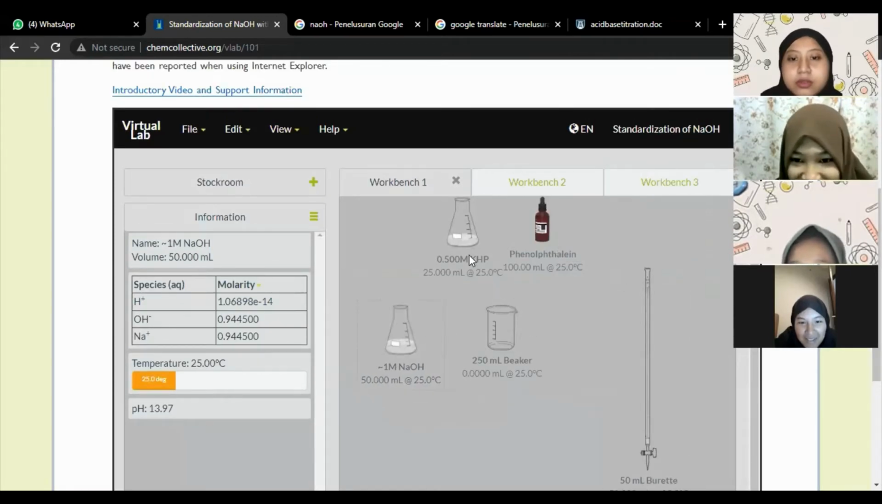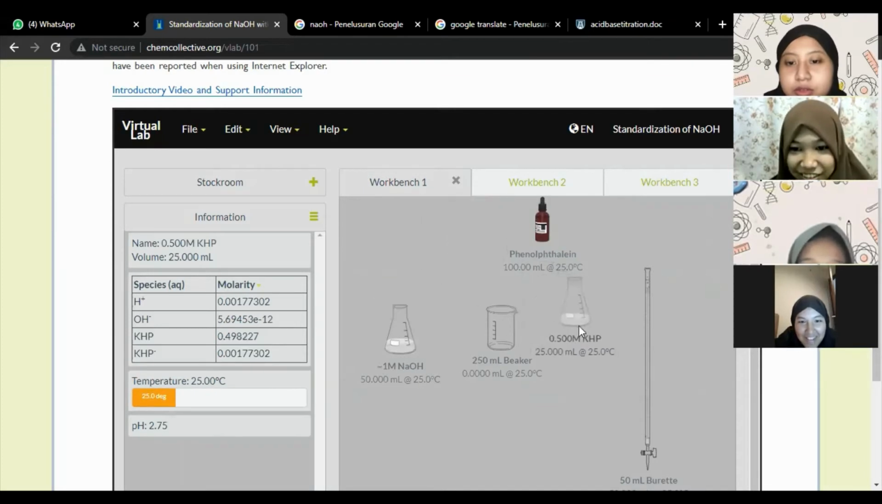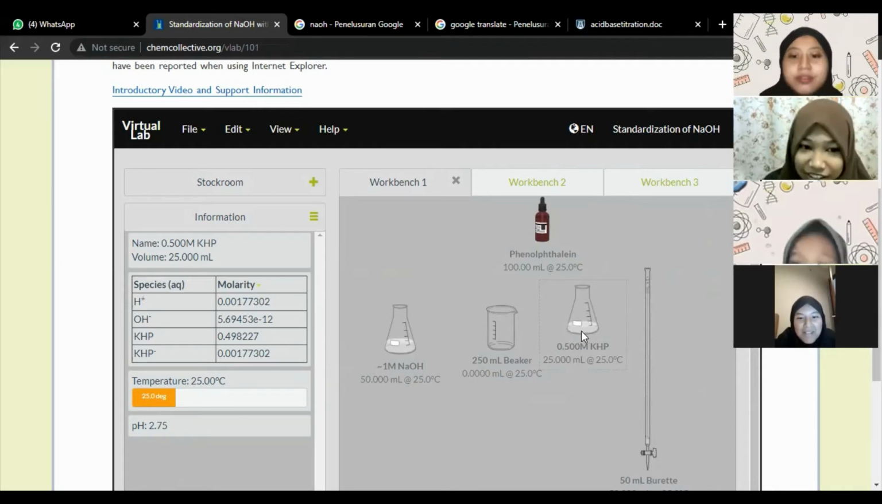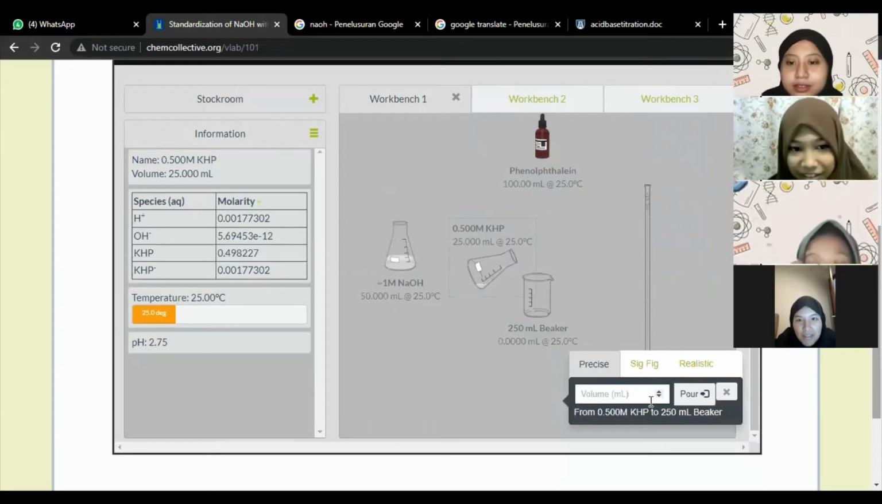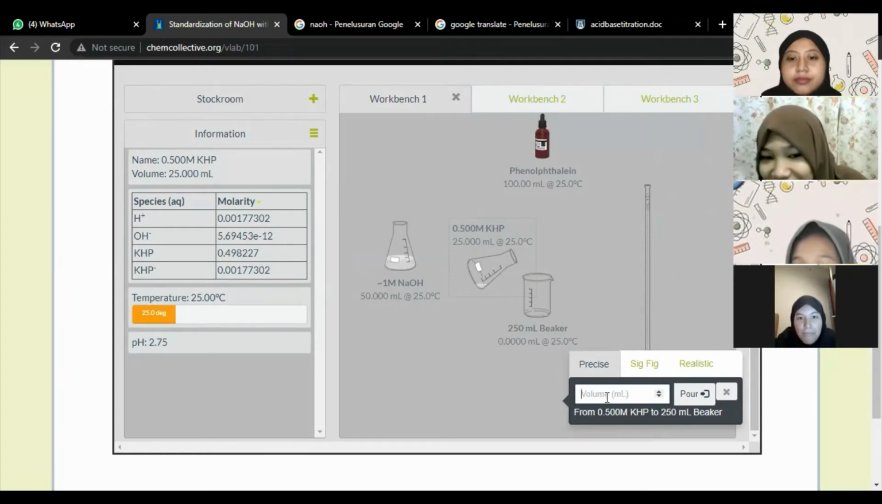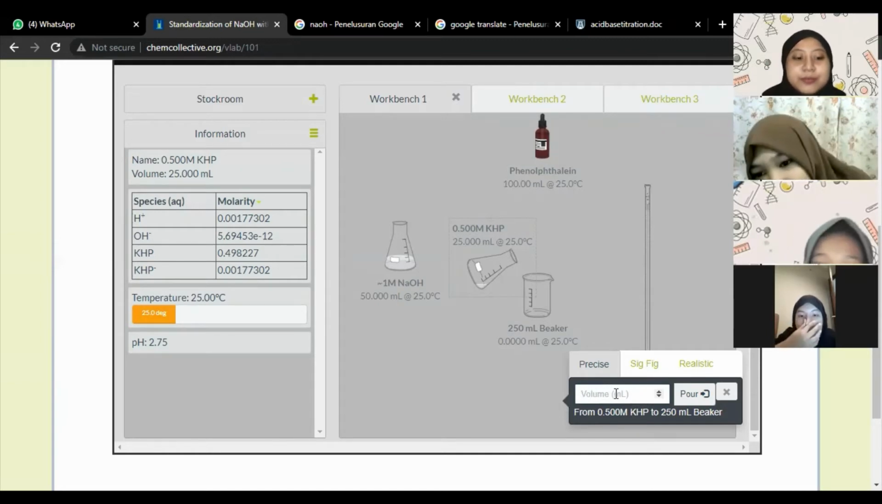Okay, next, I think we should move the KHP to the beaker, right? Yeah. The next step is to put the KHP into a 250 milliliter beaker. How much KHP? 25 milliliters. Okay, 25 milliliters full.